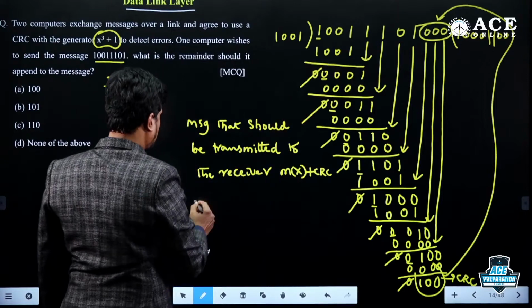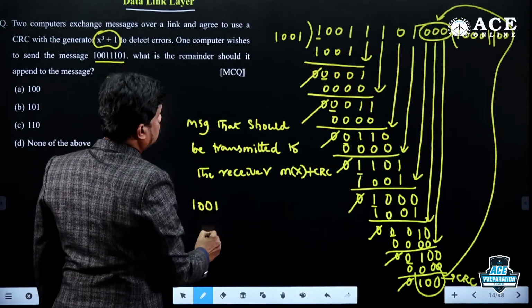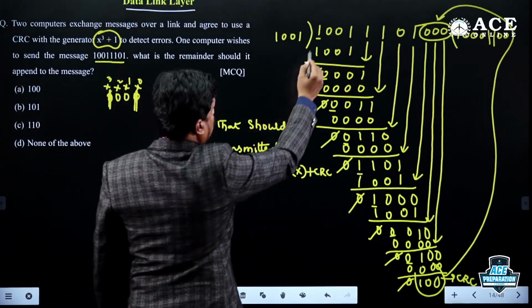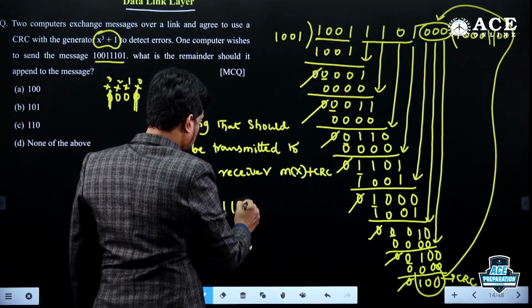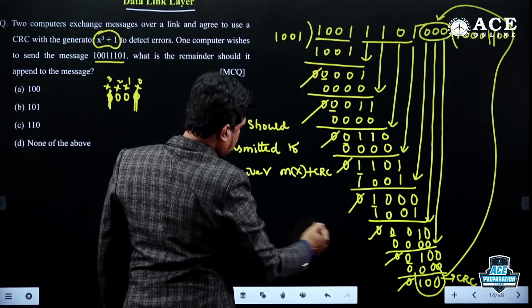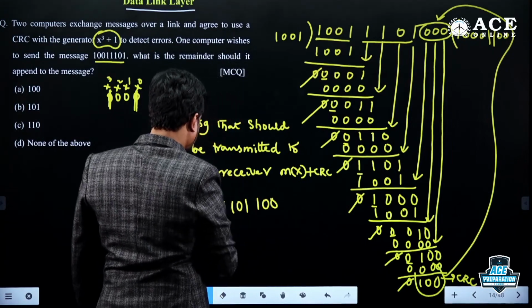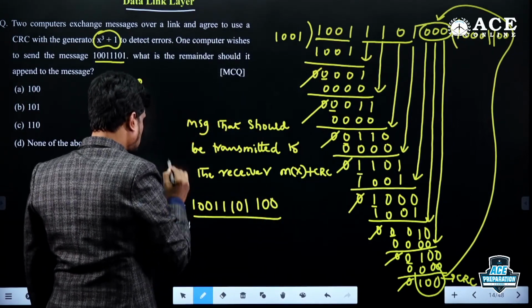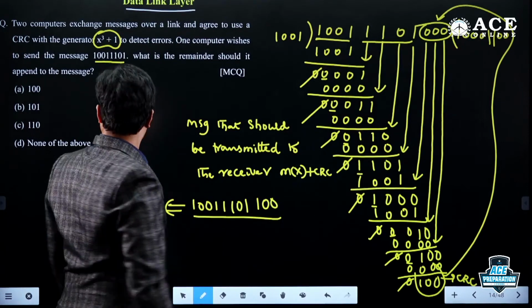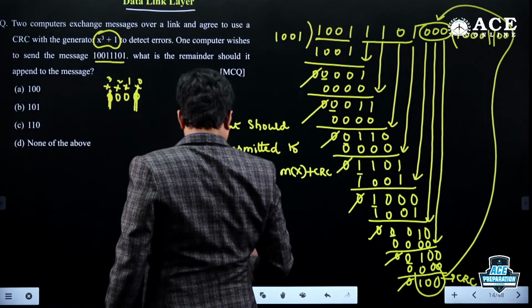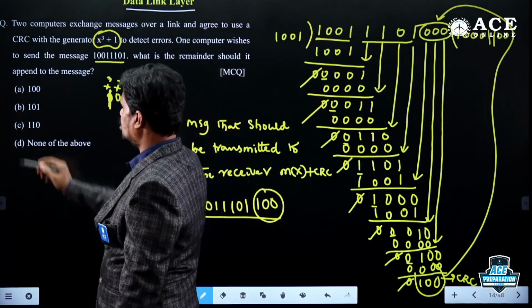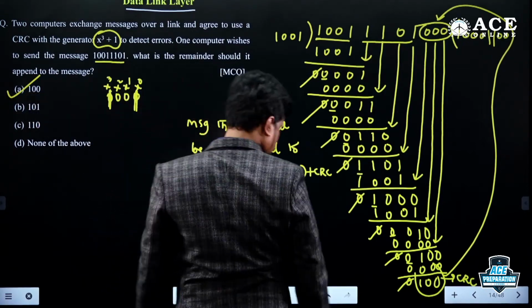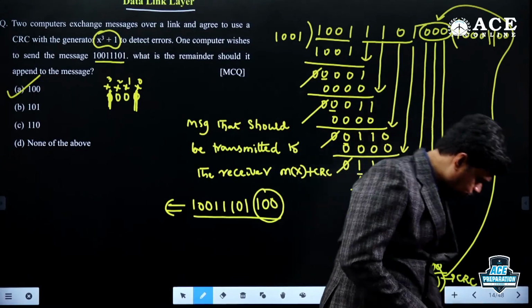What is the m of x here? 1001, okay, 1001101, then the CRC. What is the CRC we have? 100. So this is the message that is transferred to the receiver. Among the answers, if you verify, 100 is the CRC that should be appended to the m of x. So option A is the answer for this question.